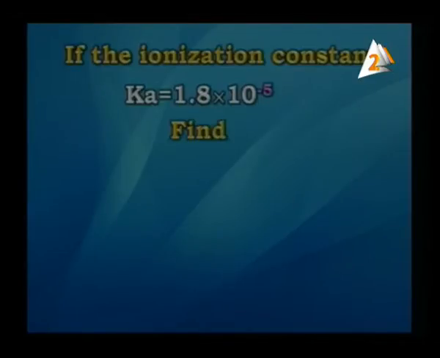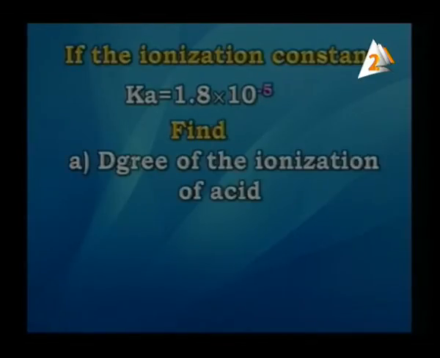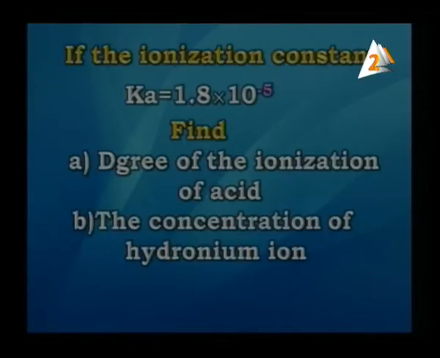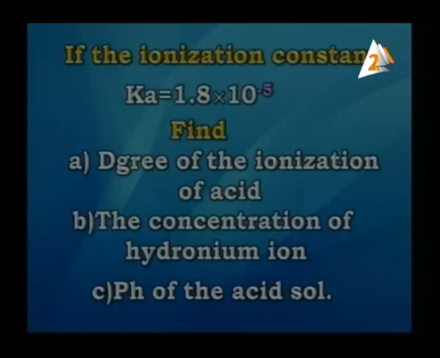My dear, look at this. Find what? Letter A, the degree of ionization of the acid, letter B, the concentration of hydronium ion, and letter C, the pH of the acid solution. Again, we have 3 questions here: the degree of ionization of the acid, the concentration of hydronium ion, and the pH of the acid solution. Let's see the answer here.